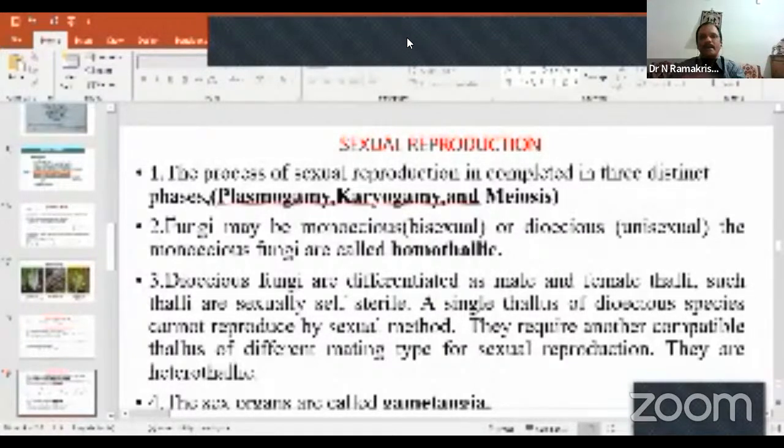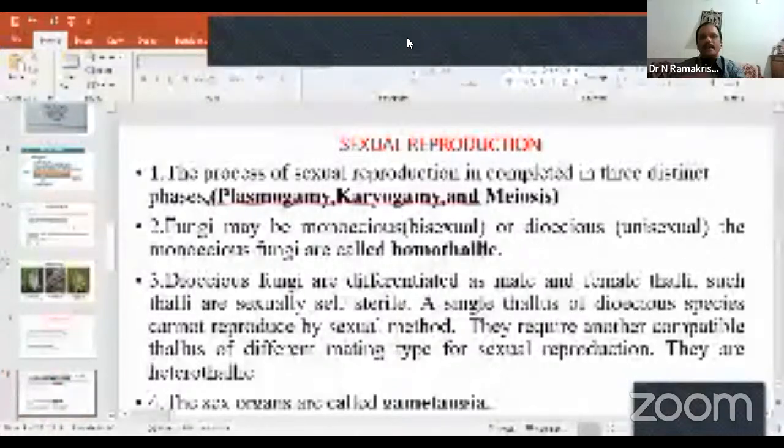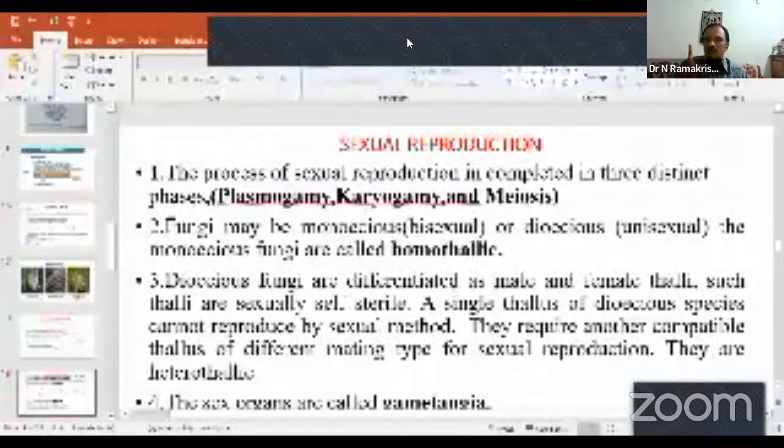So here we see the fungi may be monoecious, meaning bisexual, or dioecious, which is unisexual. The monoecious fungi are called homothallic. See, this is the most important point in fungi. So when we are looking at monoecious fungi, instead of bisexual, we say homothallic fungi.